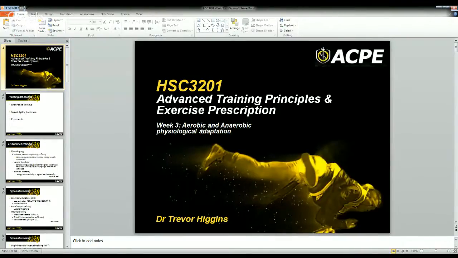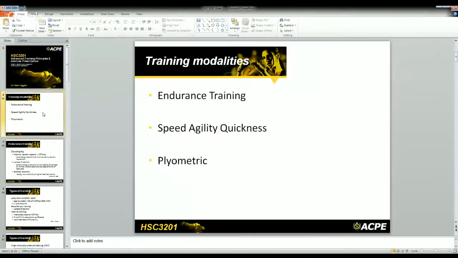Now, when we talk about aerobic and anaerobic physiological adaptations in the training, what we're looking at are endurance training, speed, agility, quickness, and plyometrics. These will all come into play, particularly when we're talking about movement across the ground and efficiency of movement.